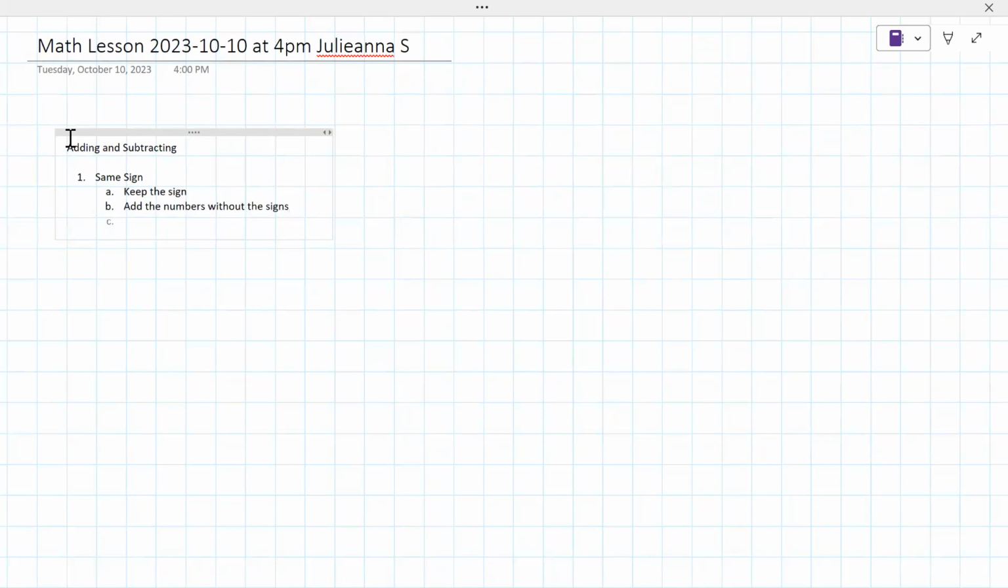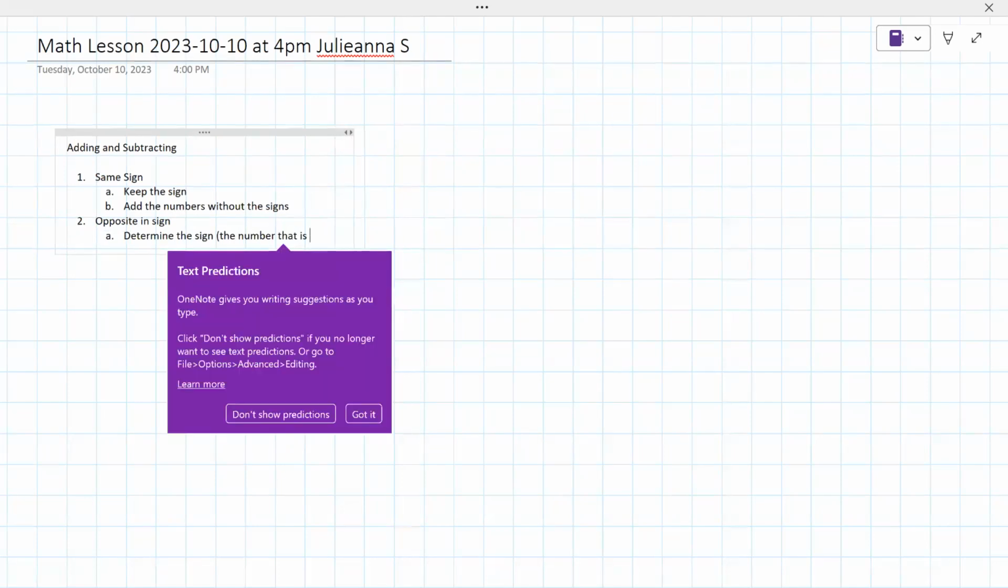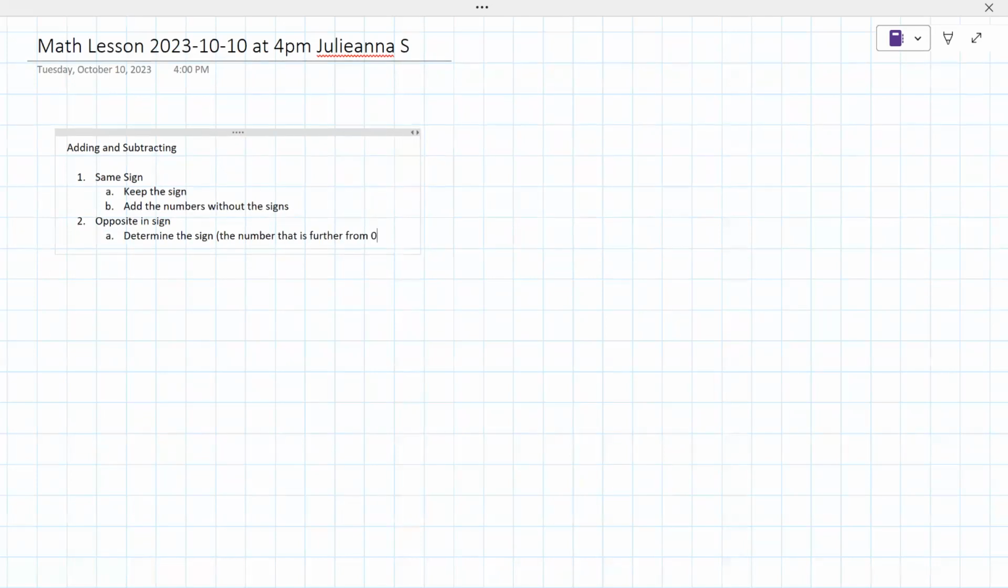Okay. Second thing is if they're opposite in sign. If they're opposite in sign, you first determine the sign. The number that is further from 0 is the sign. Then you take the larger number and subtract the smaller. Is that okay? Yes. Okay.